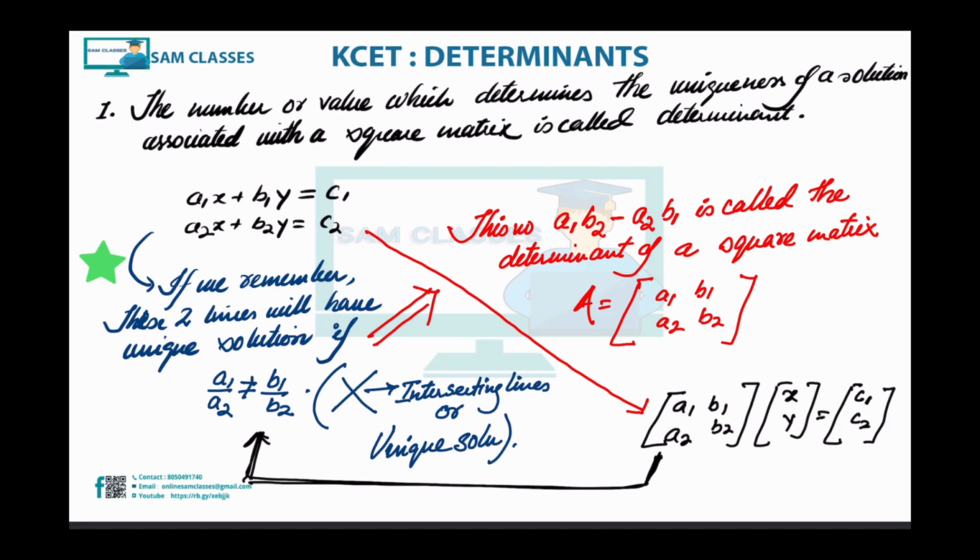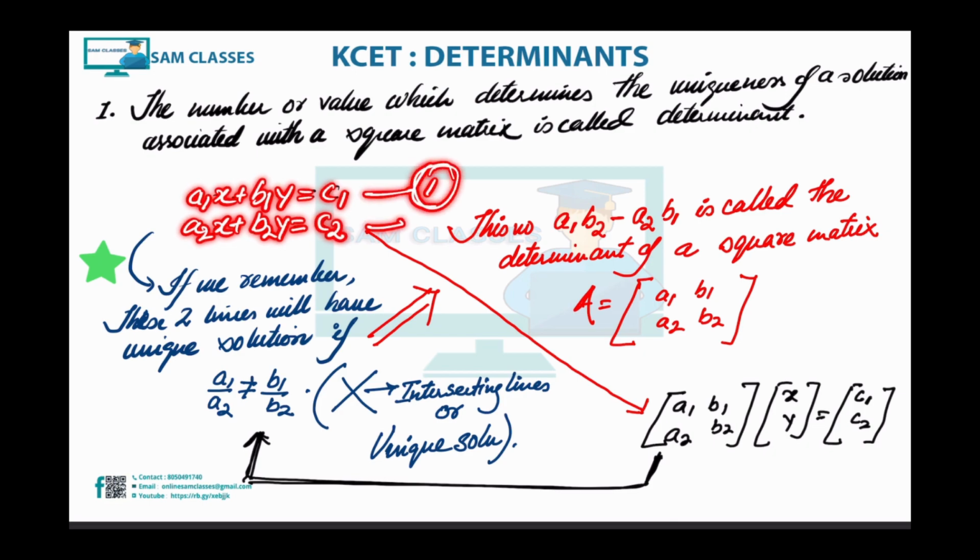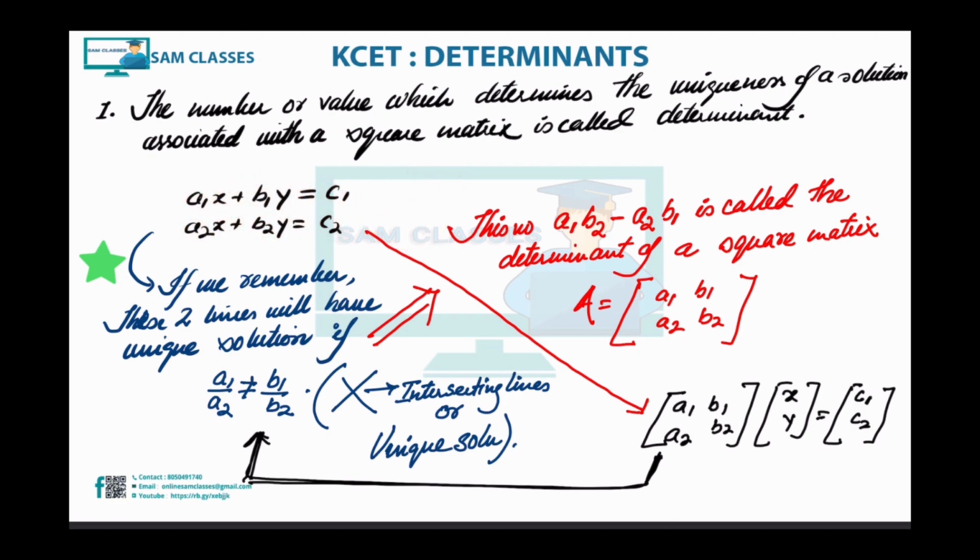Now we have a very simple equation, a1x plus b1y is equal to c1, which we used to solve in class 9th, and a2x plus b2y is equal to c2. We call this equation 1 and this equation 2. So these two equations are there. If we want to find the solution, or if you remember that we used to do in 9th whether the solution is unique or not, these two represent two lines, line L1 and line L2.